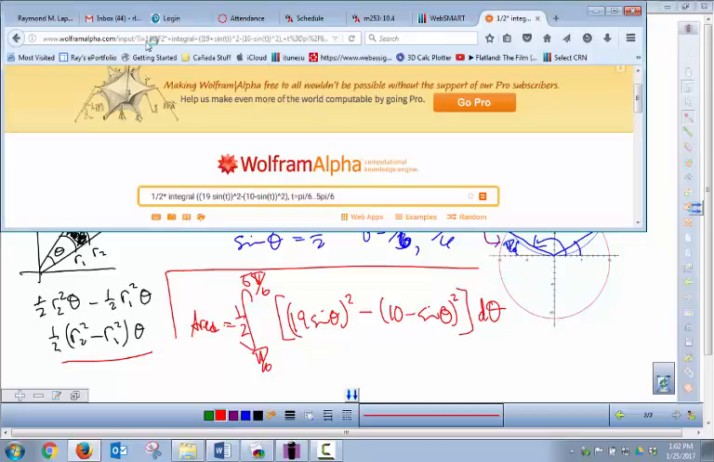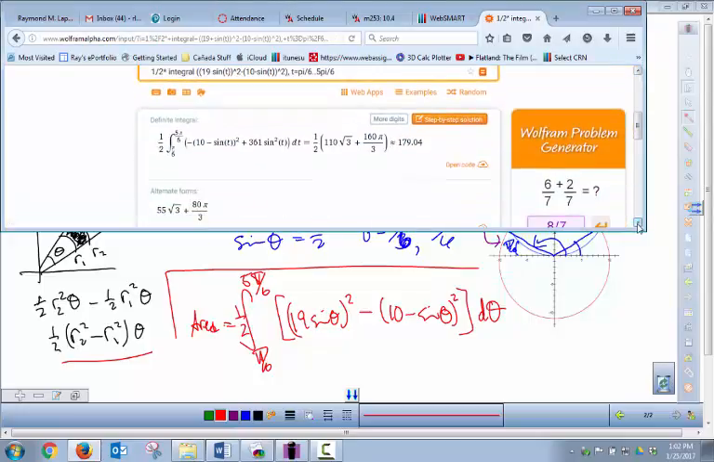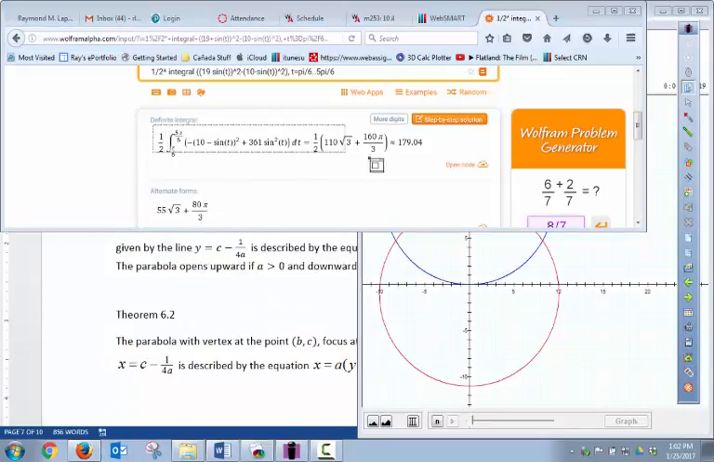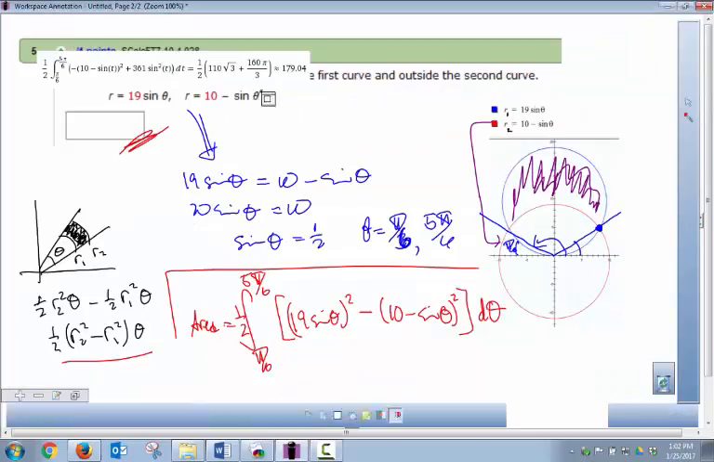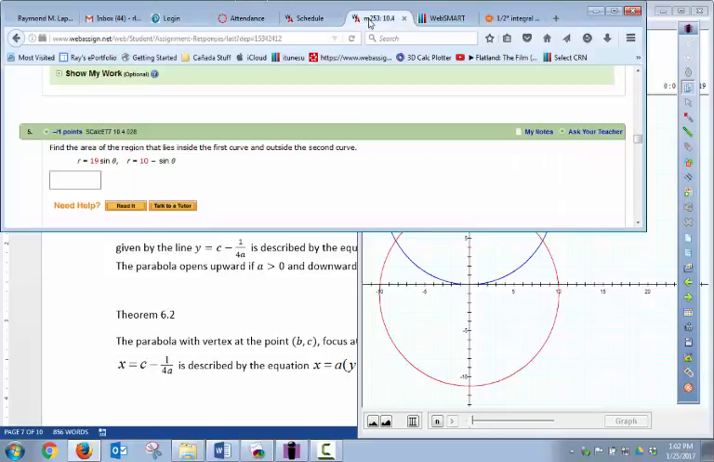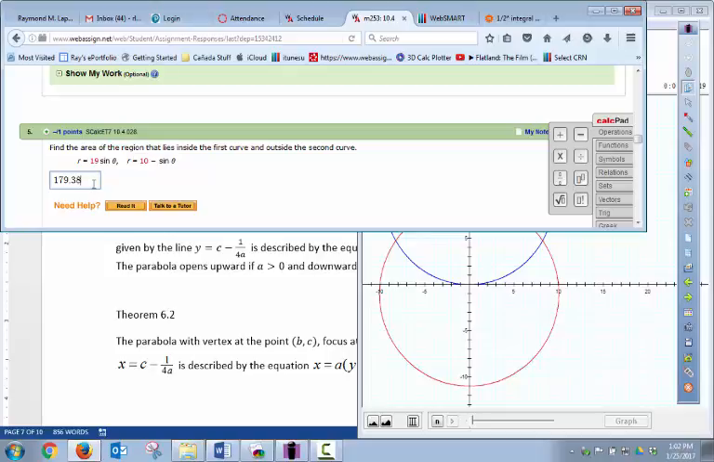358? Okay. Did you multiply it by a half? Oh, times by half. 179.038. Perfect. All right, so let's see if that'll take that answer. 179.38-ish.